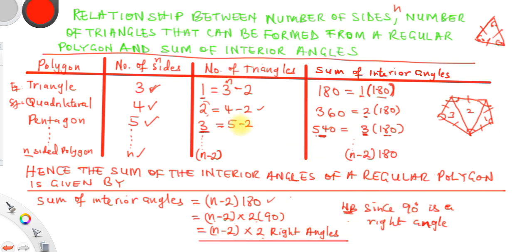So this is a very nice relationship between the number of sides of a regular polygon, the number of triangles that can be formed, and the sum of the interior angles. So we have deduced that if you have any regular polygon and you want to find the sum of the interior angles, you take the number of sides and subtract 2 from it. The answer you get, you multiply by 180, and you get the sum of the interior angles.